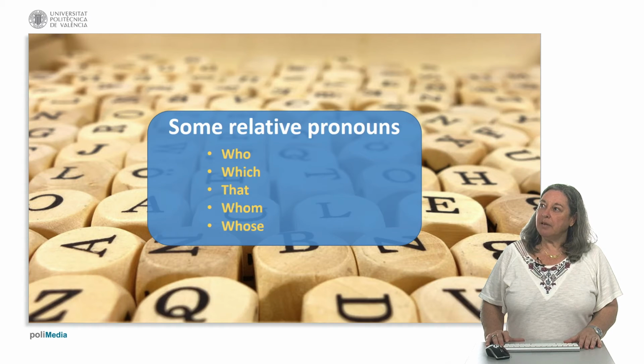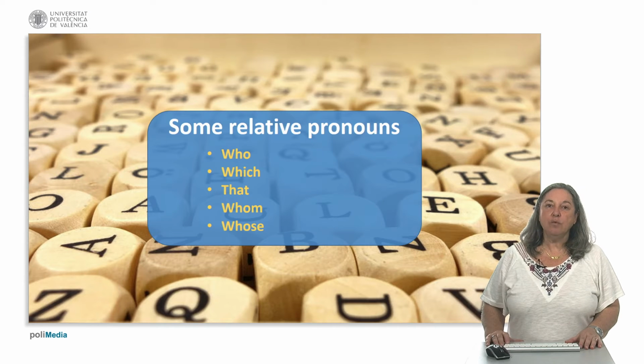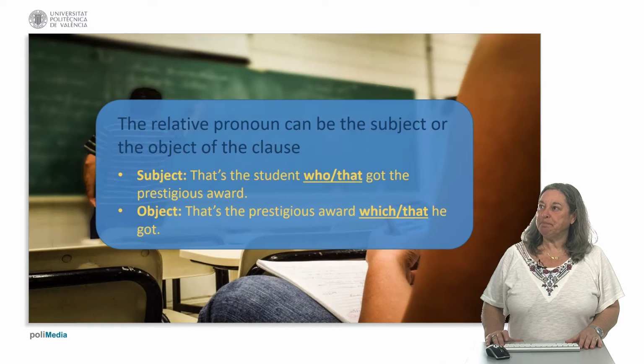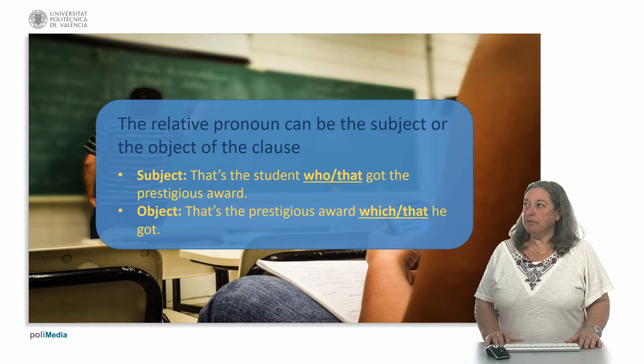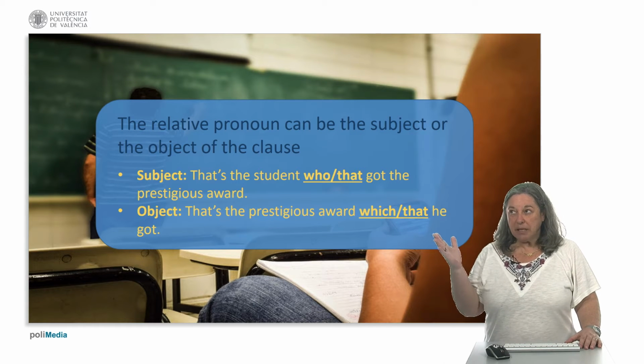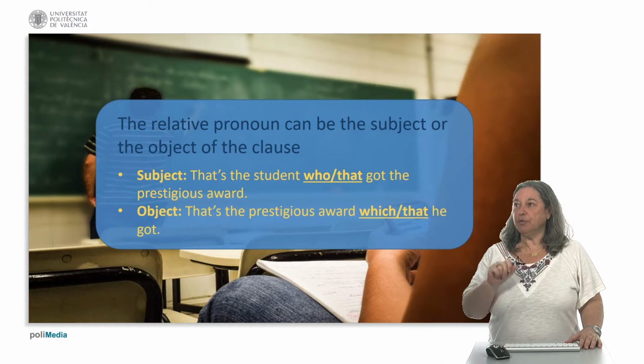Now let's have a look at some of the most common relative pronouns. These are who, which, that, whom and whose. Now let's see examples for each of these and when we use them. The relative pronoun can be the subject or the object of a clause.